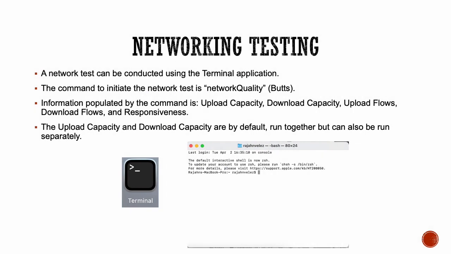Another great aspect of Mac's networking capabilities is that it'll allow you to conduct network testing, and this is done in the terminal application where commands can be entered. The command to initiate a network test is networkQuality. The words must be together with a capital Q. And the information that it provides is the upload capacity, download capacity, upload flows, download flows, and the responsiveness of the network. The upload capacity and download capacity by default are run together, but they can also be run separately.